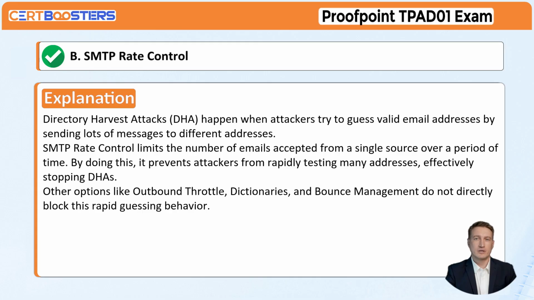Explanation: directory harvest attacks, DHA, happen when attackers try to guess valid email addresses by sending lots of messages to different addresses. SMTP rate control limits the number of emails accepted from a single source over a period of time. By doing this, it prevents attackers from rapidly testing many addresses, effectively stopping DHAs. Other options like outbound throttle, dictionaries, and bounce management do not directly block this rapid guessing behavior.